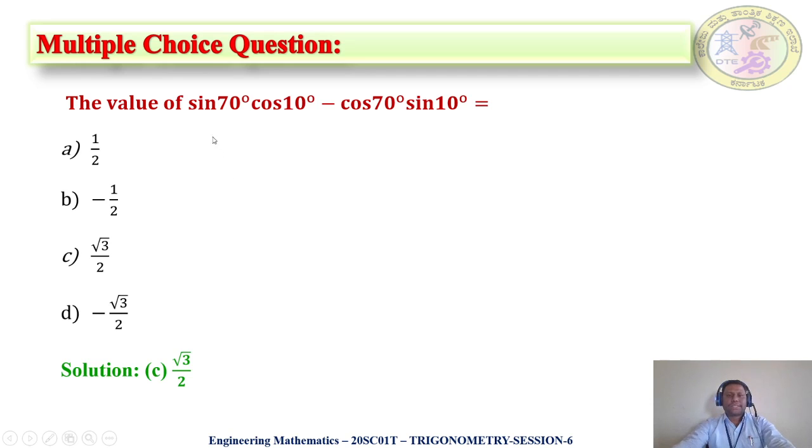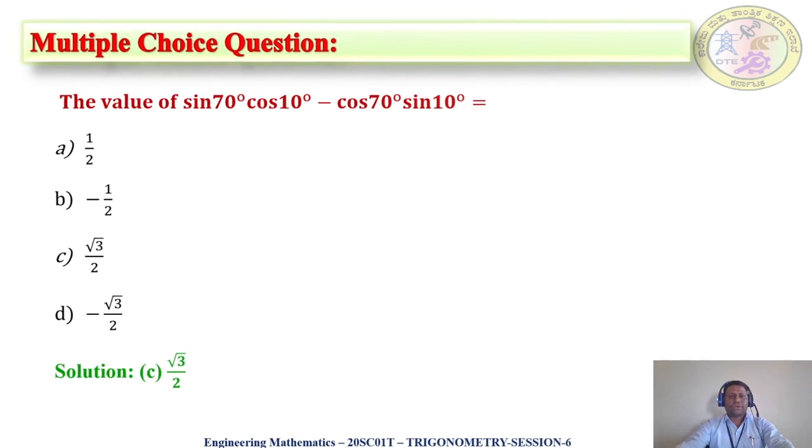We have used the sin of A minus B formula here. We have taken A equal to 70 degree, B equal to 10 degree. So sin of A minus B is sin 60 degree, and sin 60 degree is root 3 divided by 2. So that is the required answer.